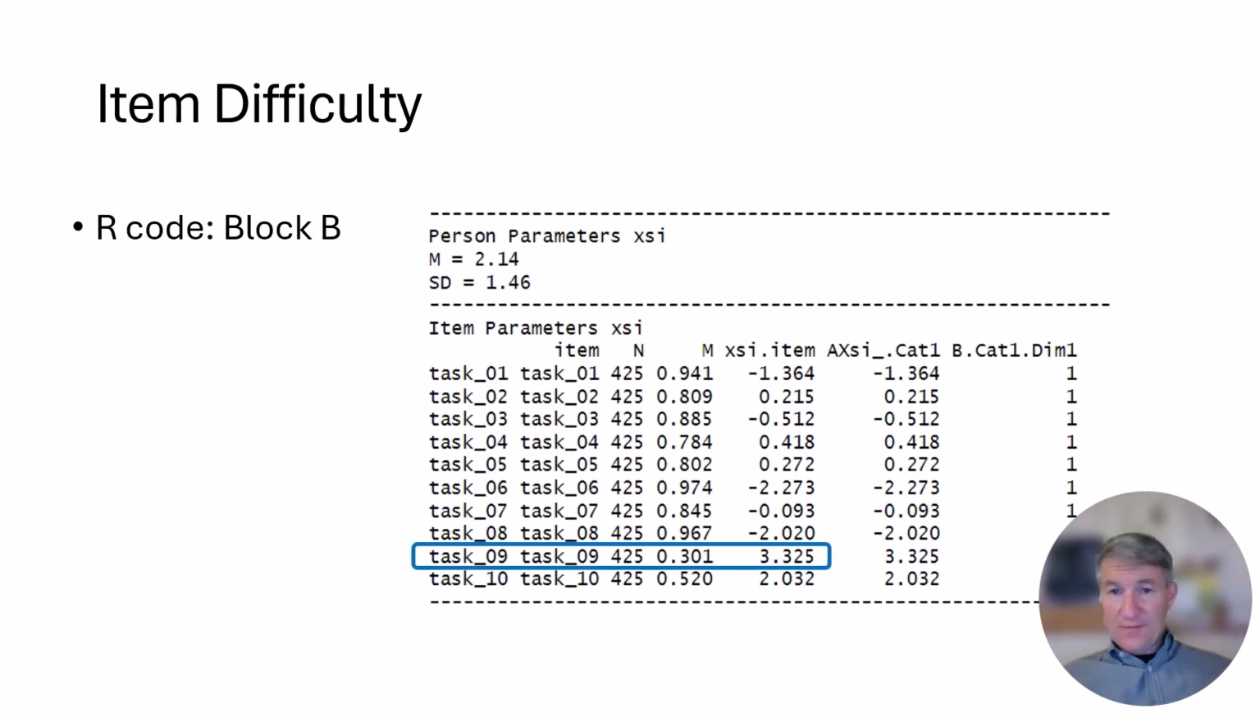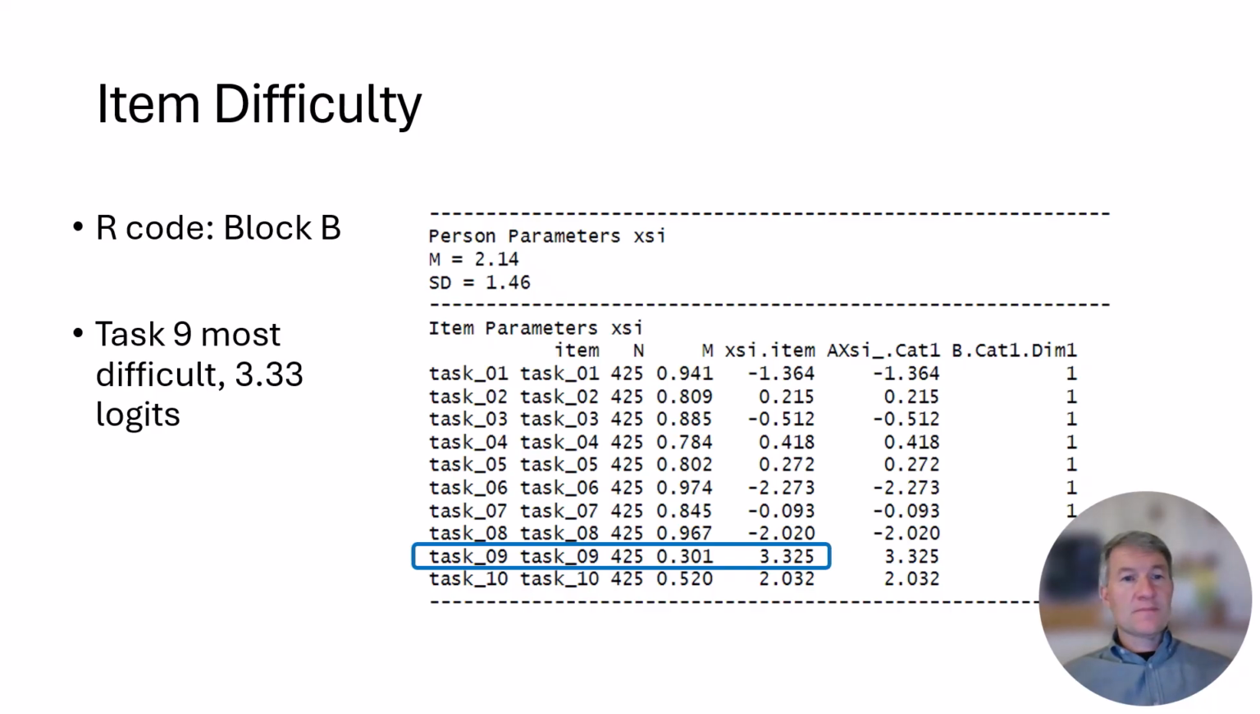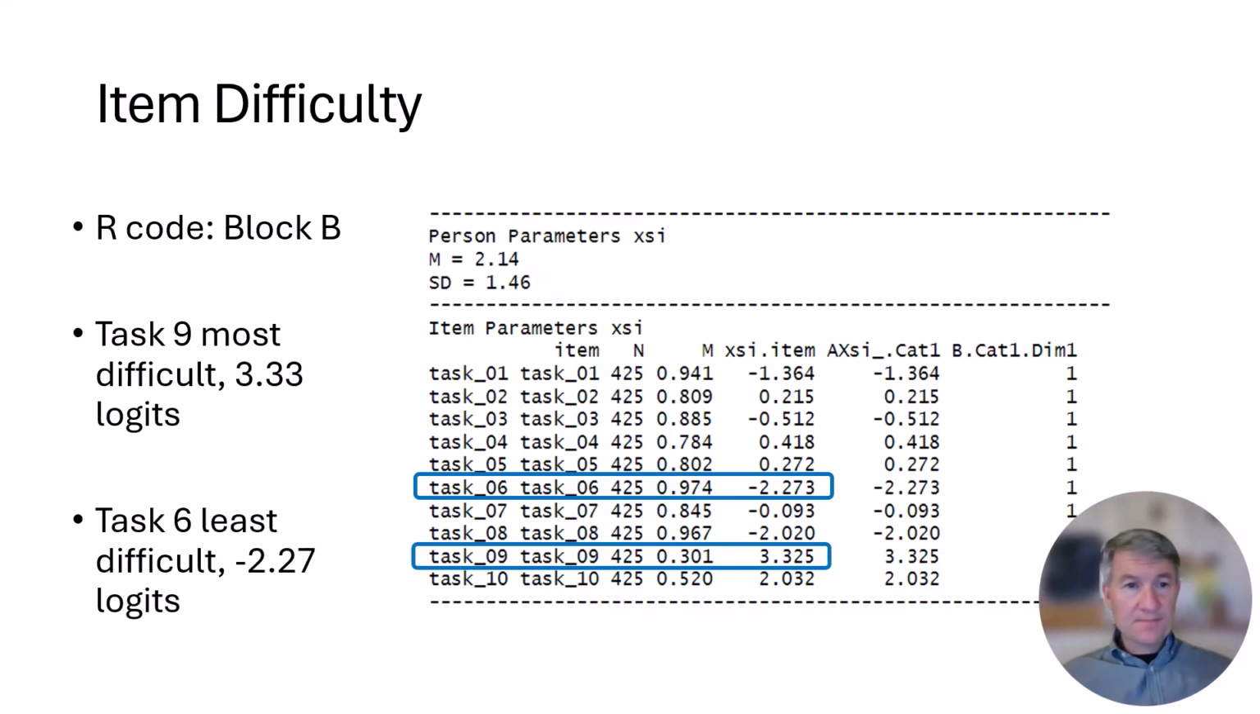So we can see from looking at this list that task 9 is our most difficult item, estimated at 3.325 logits. And task 6 is our least difficult item, estimated at negative 2.273 logits.